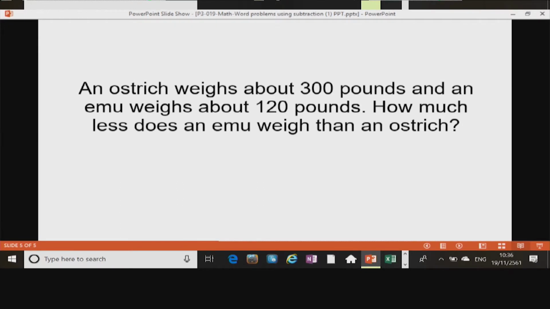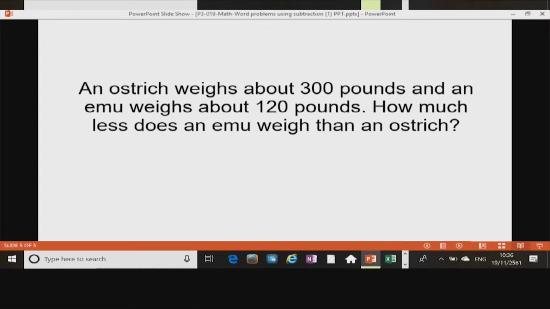We'll read together. An ostrich. Does anybody know what an ostrich is? No. It's a large feathered bird, same as an emu. So let's read together. An ostrich weighs about 300 pounds.